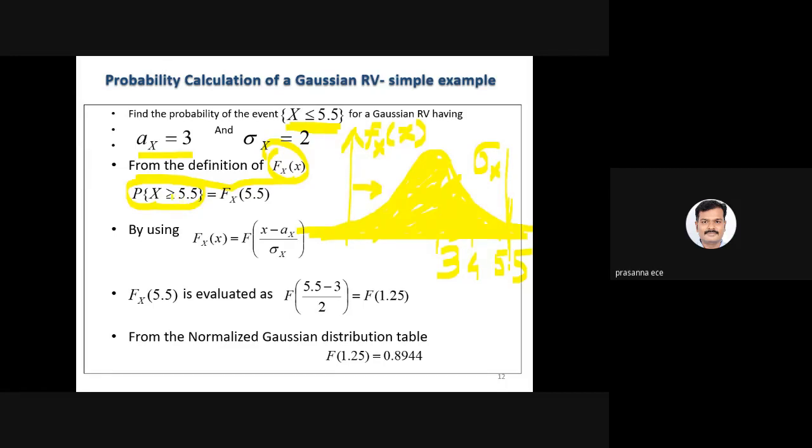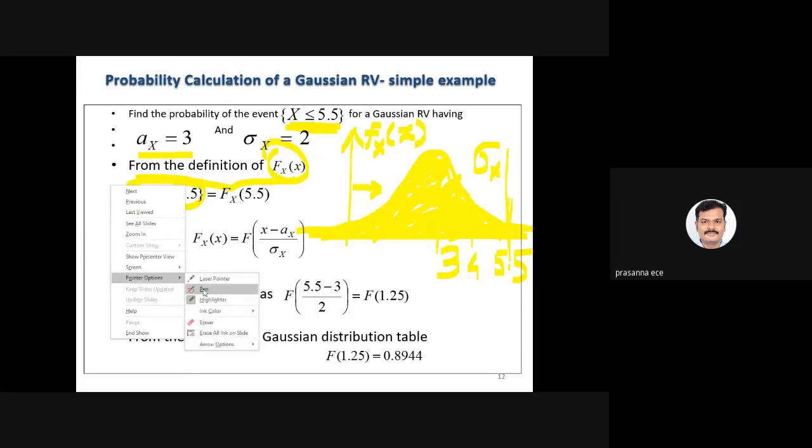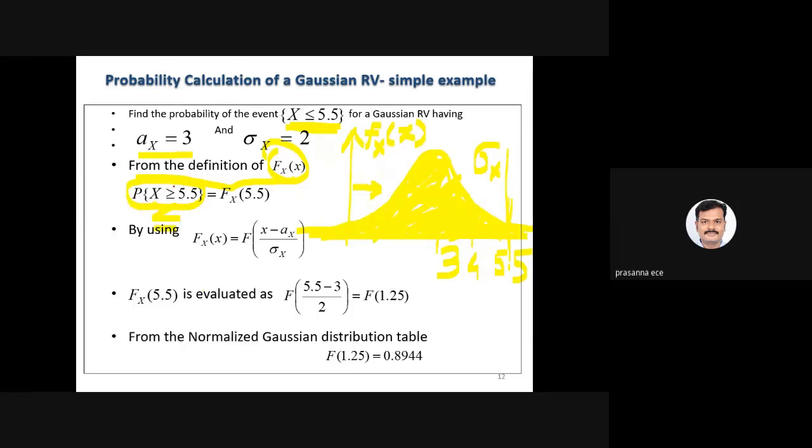Sorry, there's a mistake here. I'll change it to less than. So this is the probability of x less than 5.5. The probability of x less than 5.5 is equal to Fx of 5.5.